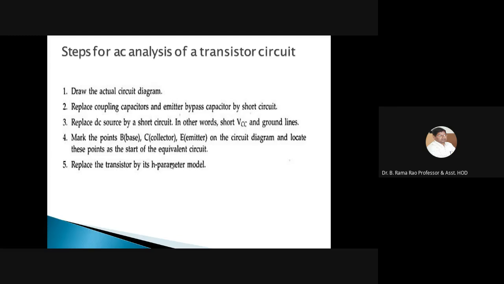So simply remember, gain is nothing but the output parameter by the input parameter. If it is a voltage gain, then output voltage by input voltage. If it is a current gain, output current by input current. Similarly, impedance is the ratio of voltage to current. To measure the input impedance, take the input voltage and input current. To measure the output impedance, take the output voltage and output current.